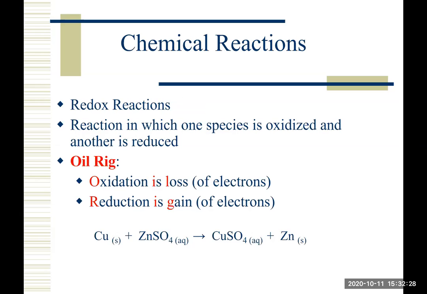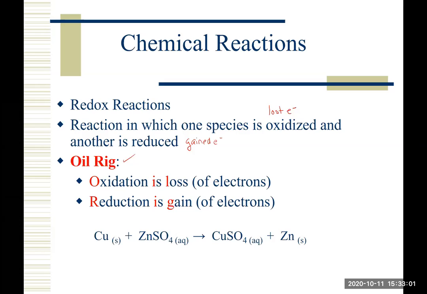In a redox reaction, we have one species which is oxidized. That means that that species has lost electrons. We have another species which is reduced, which means that that species has gained electrons. You can remember this with the acronym OIL RIG. Oxidation is loss of electrons. Reduction is gain of electrons.